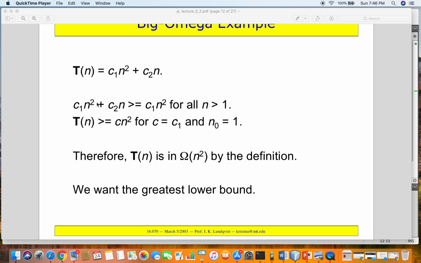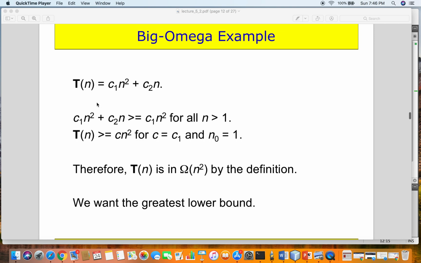So we want the greatest lower bound. In the previous one, big O notation, we selected the tightest case. Now with big omega, we want the greatest lower bound. So we find the greatest lower bound, and that is an important point.